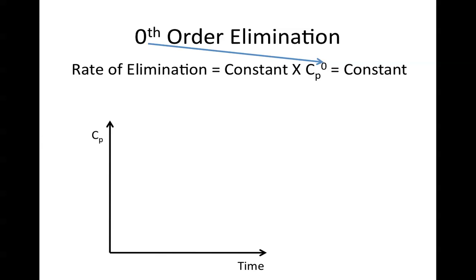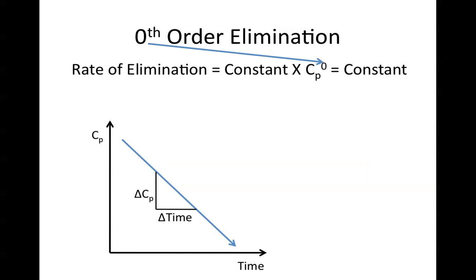And if you draw a graph like this for zeroth order elimination, it's a straight line. So the slope of the line is the change in concentration over the change in time. That's the rate of elimination, change in concentration over the change in time. And what we see here is that the slope of this line is constant. That is, the rate of elimination is the slope, which is constant.